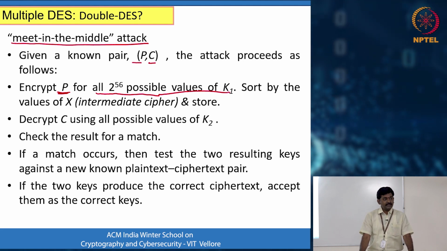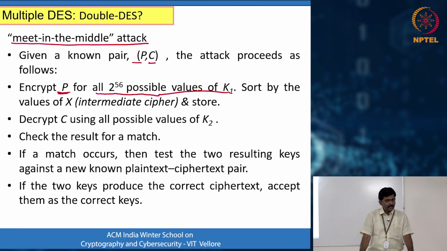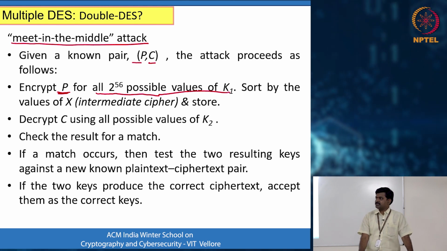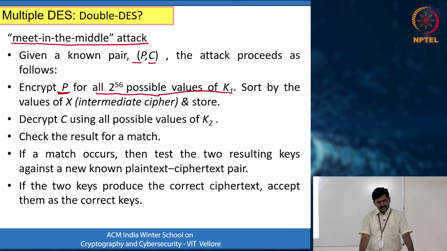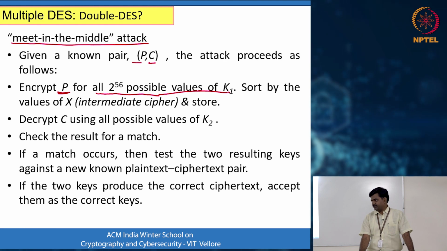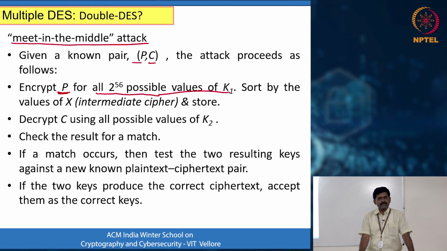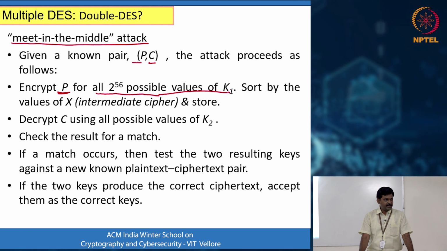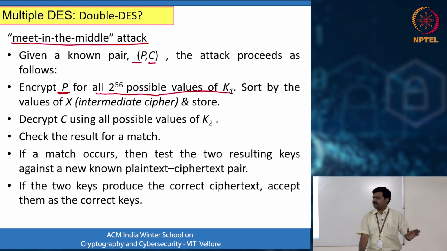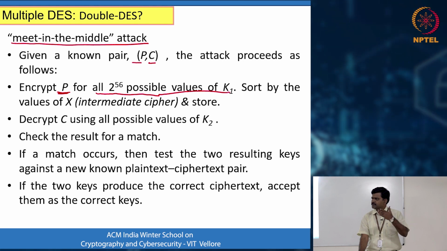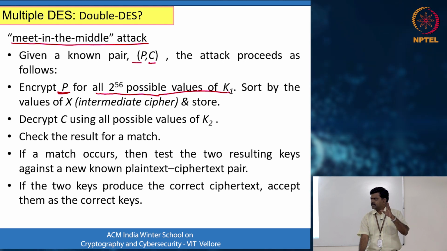Number one, when is this possible? If the attacker knows some information. What is the information? A known plain text attack. What is that? P comma C, a pair: some plain text and its corresponding ciphertext. What did that gentleman do? He took the plain text P and encrypted it with all possible combinations of keys.